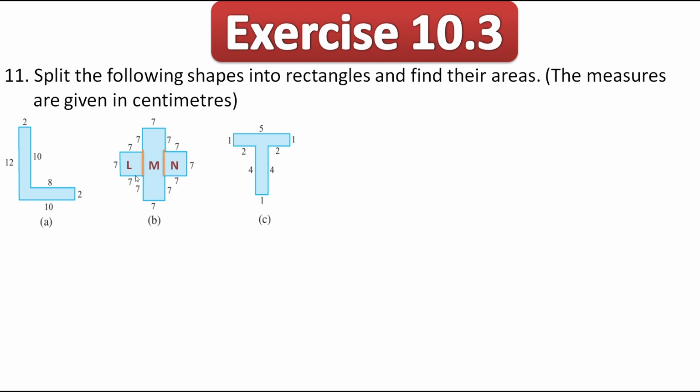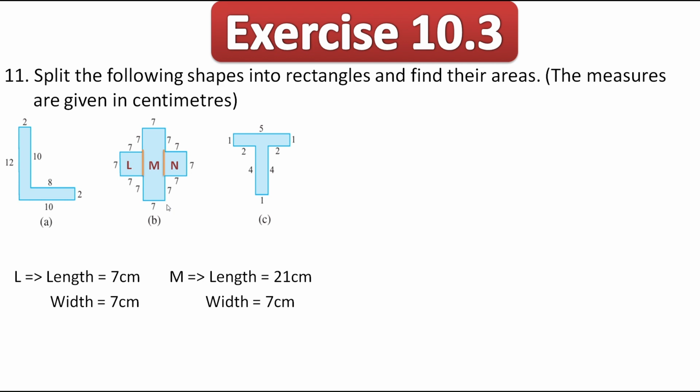Now L has the length 7 centimeter and width 7 centimeter. And the rectangle M has the length this 7 centimeter, this 7 centimeter plus this is equal to this. So this is also 7 centimeter. Therefore, M has the length as 21 centimeter and width 7 centimeter. Now for N, we have again length 7 centimeter and width 7 centimeter.